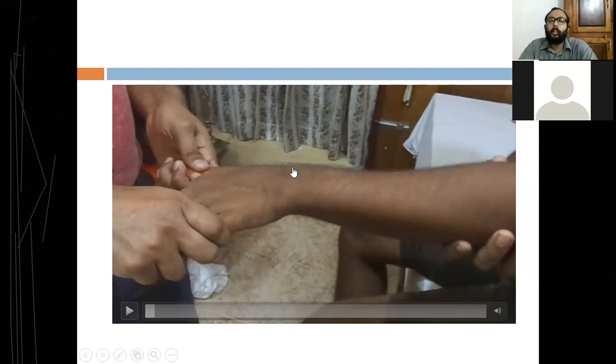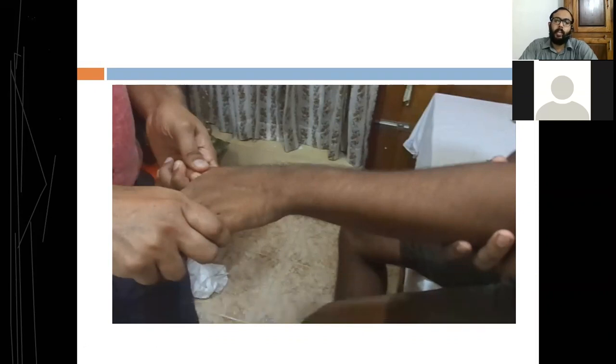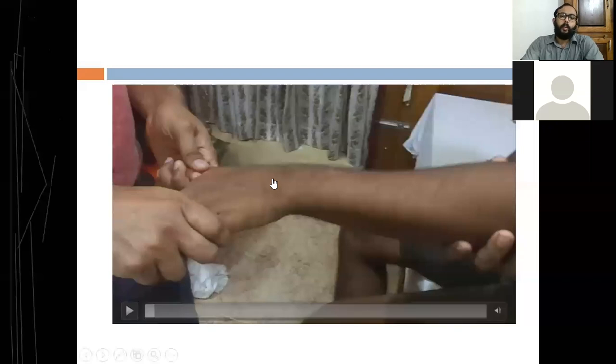The ulnar radiation is for the correction of lateral displacement of radius. I already explained that there will be lateral displacement and posterior displacement of the distal end of radius, the fractured fragment. To correct the lateral displacement, we are giving this ulnar deviation. In ulnar deviation, we are giving traction.